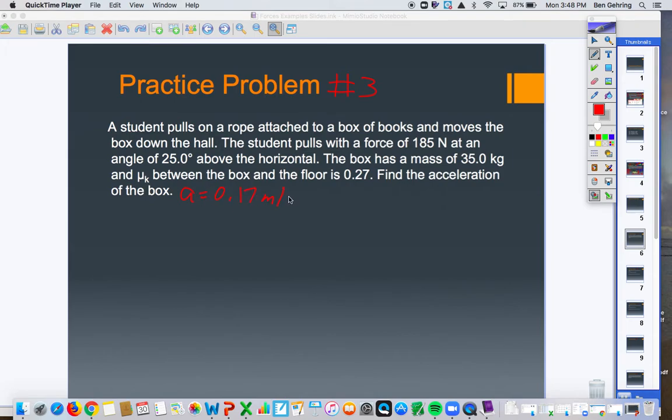And so when you work through this, your final answer should come to 0.17 meters per second squared. And then you need to have a direction, so whichever way your picture is pointing, left or right. So I'm going to say to the right just for convenience sake. Okay, but work through that question and see how you do. You should come to an answer of 0.17 meters per second squared.